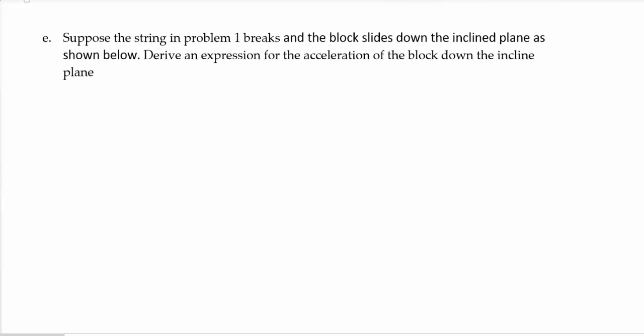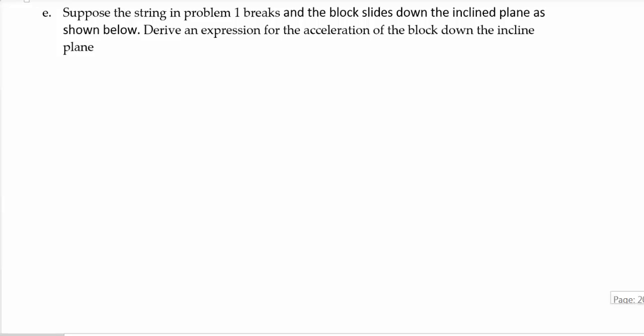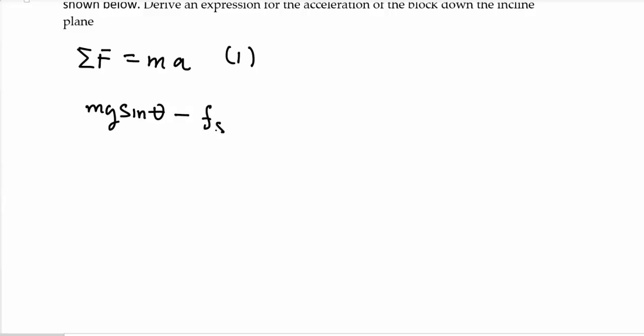The next question is, suppose the string breaks and the block slides down the inclined plane as shown. Derive an expression for the acceleration of the block. We know that Newton's second law states that the summation of F will be equal to what? Ma. This gives you a point. The forces along the inclined plane would be Mg sine theta minus Fs minus T. All of this should be equal to Ma. This gives you a point. When the string breaks, the tension becomes zero. This gives you a point.